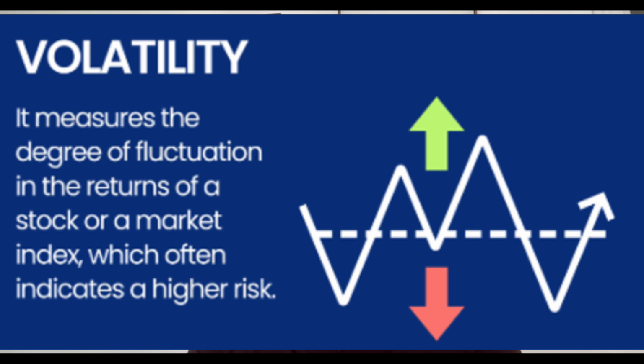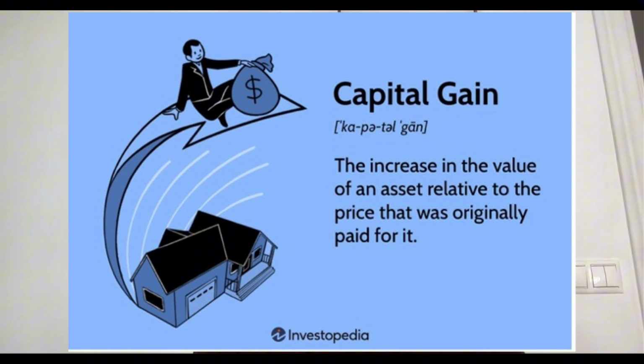Fourthly, volatility. How much prices go up and down. High volatility does not necessarily mean something bad is happening. It just means that it's unpredictable. Fifth, capital gain. Capital gain is the profit you make when you sell an investment for more than you paid, essentially a profit. So if you buy, for example, Apple stock at $100 and then later sell it at $150, you make a capital gain.